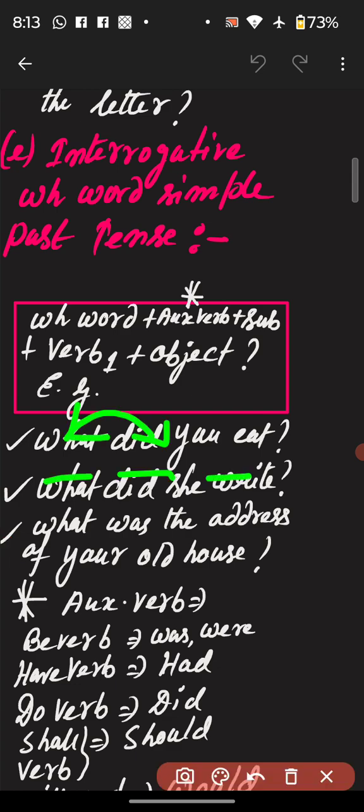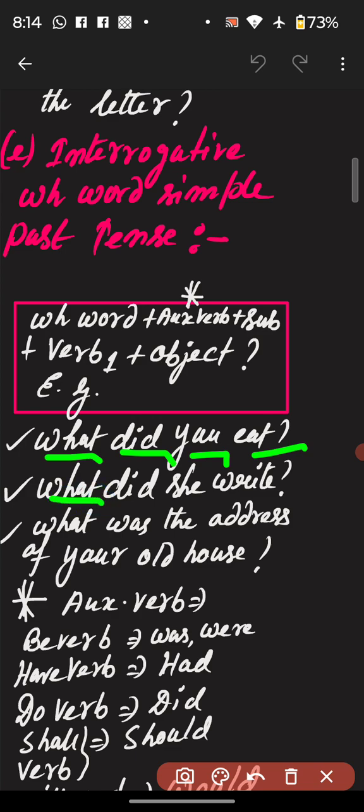Now this did may be there. Most of the time you will use did. If not, sometimes you may have to use some other auxiliary verb like might or something else, but in most cases you will have to use did for past tense. Okay, suppose for example, what did you eat? So first WH, then did, auxiliary verb in past form, then you, that is subject, then the principal verb eat in the present form, then object. Here the object is missing.